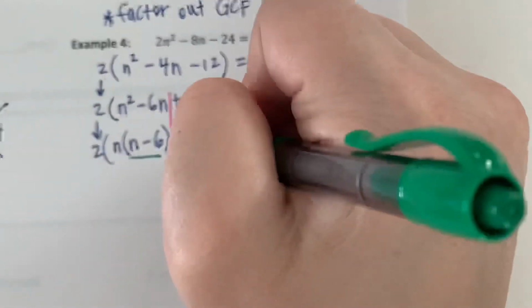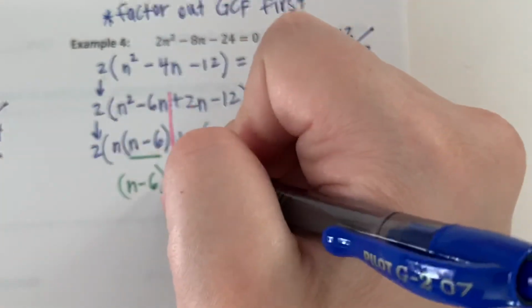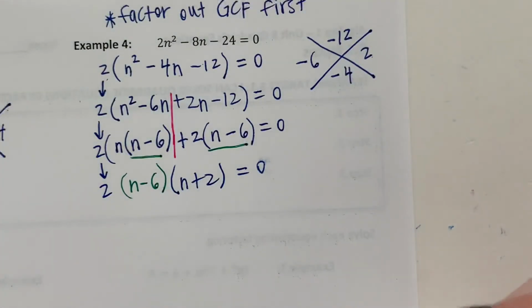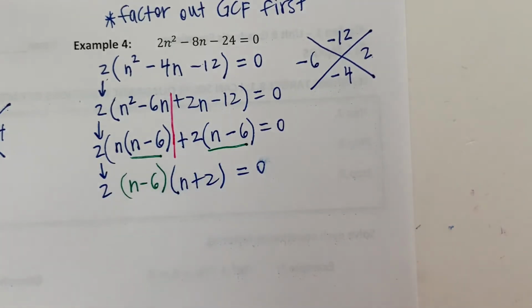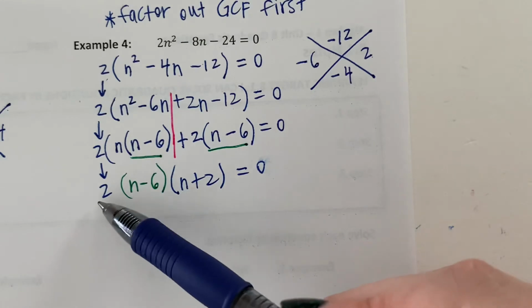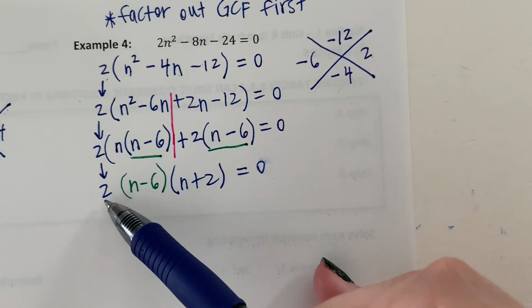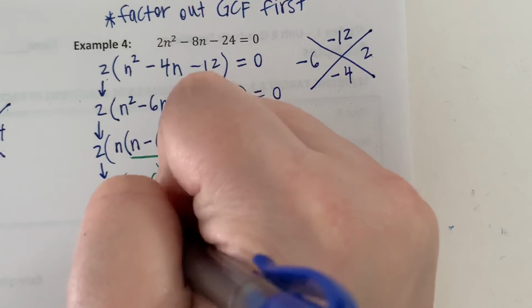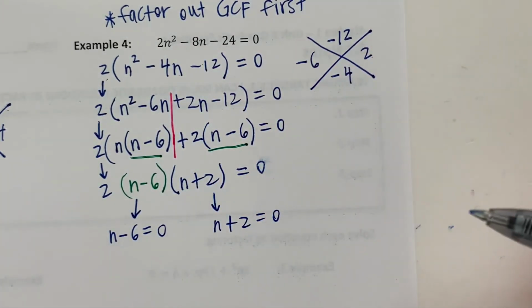Perfect, I have a common polynomial factor. So n minus 6 is one factor. My leftovers, n plus 2, is another factor. And I should still bring down this 2. When I go to set factors equal to 0, we pulled out the GCF of 2, so this would be completely factored. However, we don't need to set 2 equal to 0. That doesn't make sense. 2 does not equal 0. We're just going to set each of these factors equal to 0. We'll do n minus 6 equal to 0, and n plus 2 set equal to 0.